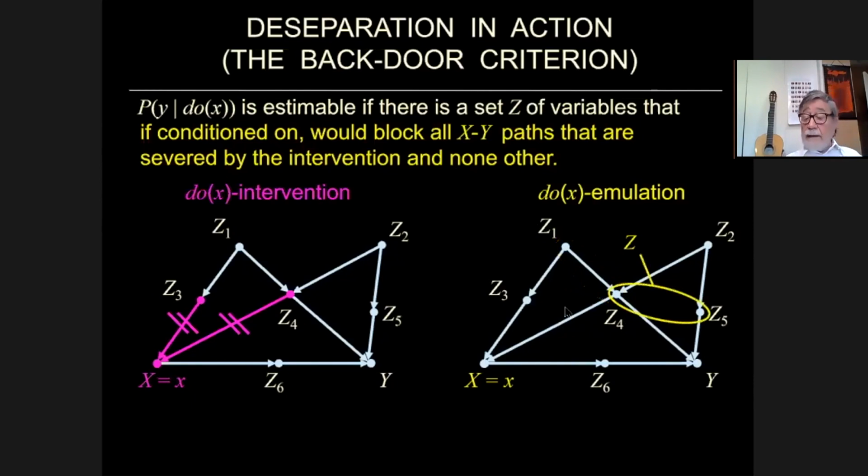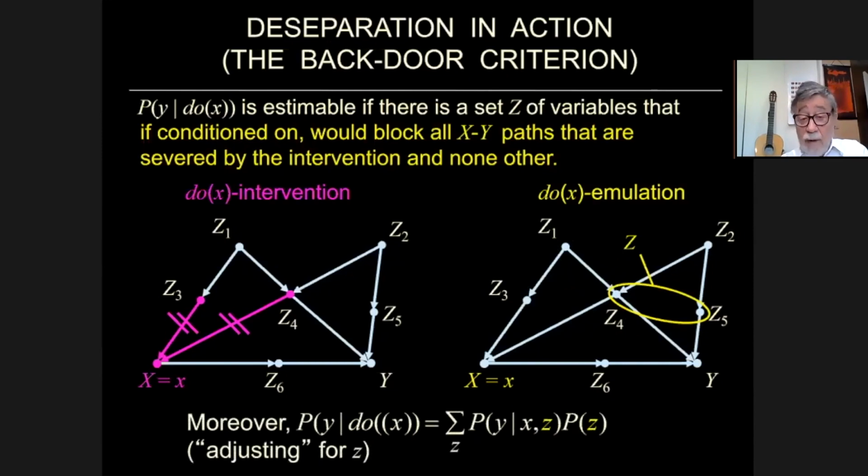I can also condition on Z4 and Z5. And in general, you give me a graph, I can tell you which set you should condition on in order to cut off all confounders and get a simulation, an emulation of the intervention. This is called the backdoor criterion, which is used to determine what you should condition on. It also tells you how. If you condition on this set Z, and you take the weighted average of the ordinary conditional probability of the outcome given X and Z, weighted by the prior probability of Z, that will give you an answer to your query as if you had intervened on X.